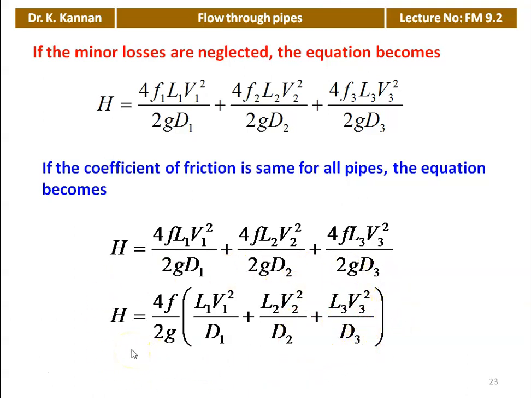If you know how to write the equation for minor losses and major losses, then it is easy. Otherwise, you have to remember this equation for compound pipe. When you have more pipes like this, you have to add L4 V4 square divided by D4 like that.